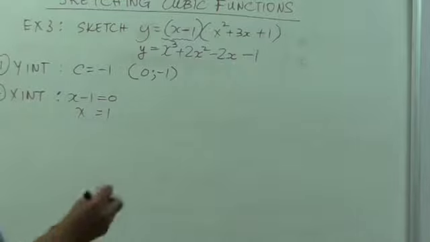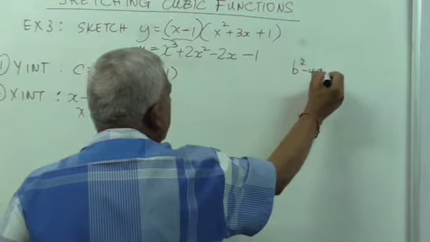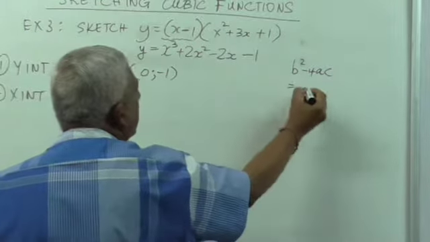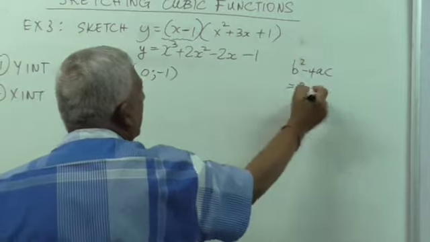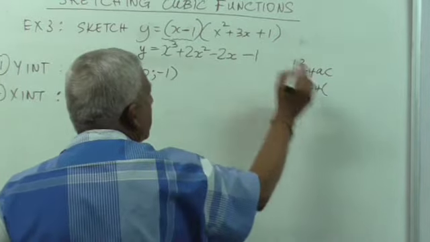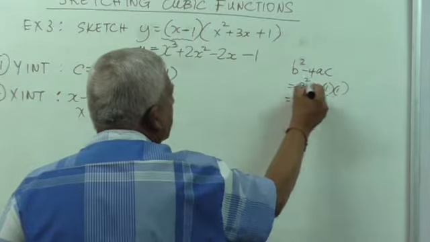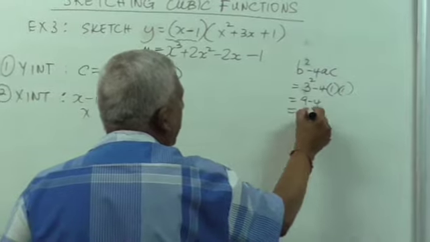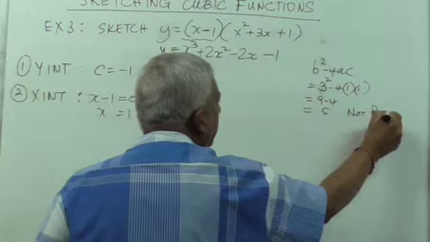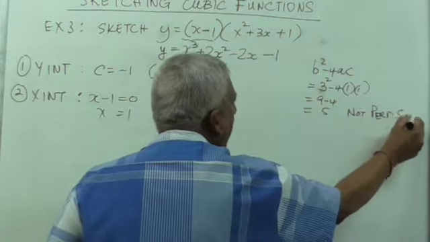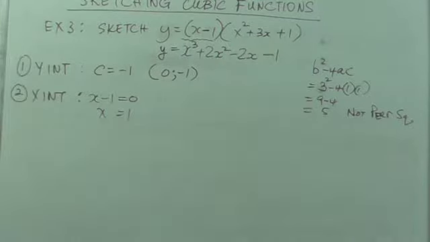Work out b squared minus 4ac. If you work out b squared minus 4ac in this question, it will be 3 squared minus 4 into a, which is 1, into c, which is 1, and you will get 9 minus 4, you'll get 5. 5 is not a perfect square, so this will not factorize. Therefore, you'll have to use the formula.